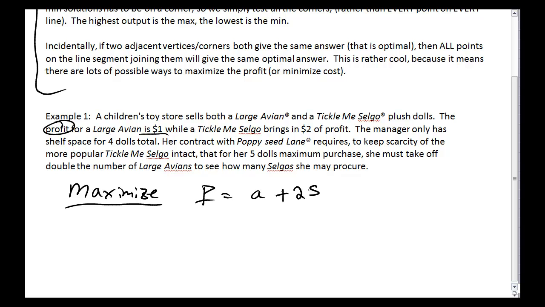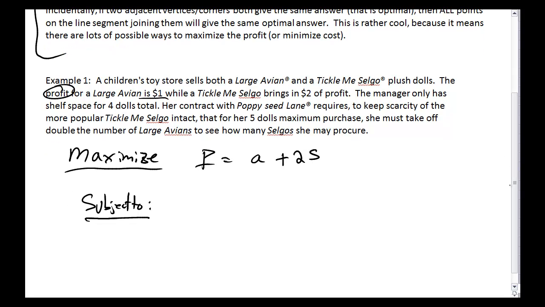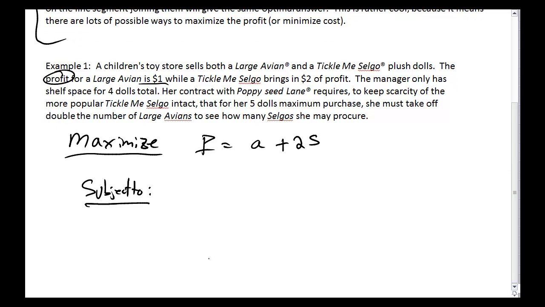So P equals A plus 2S. If I plug in the number of avian dolls I sell and the number of Selgo dolls I sell and add them together like this with this $2 multiplier here, that will tell me my profit that I bring in for them. Then we have this subject to business. And it's this subject to that we're going to talk about next.